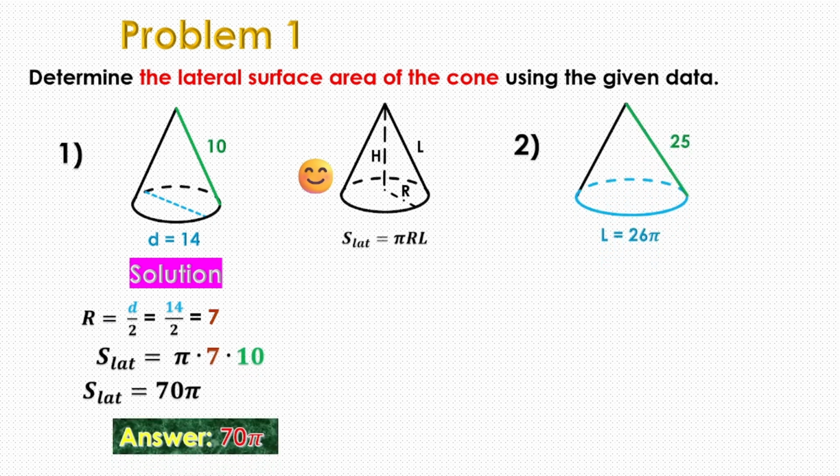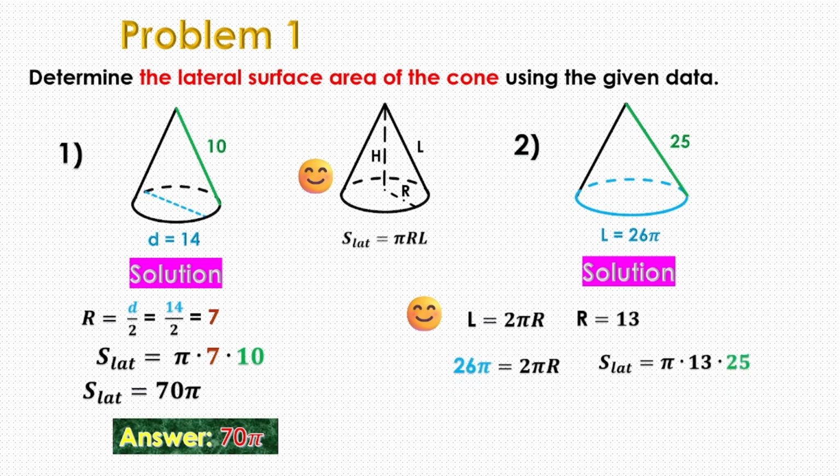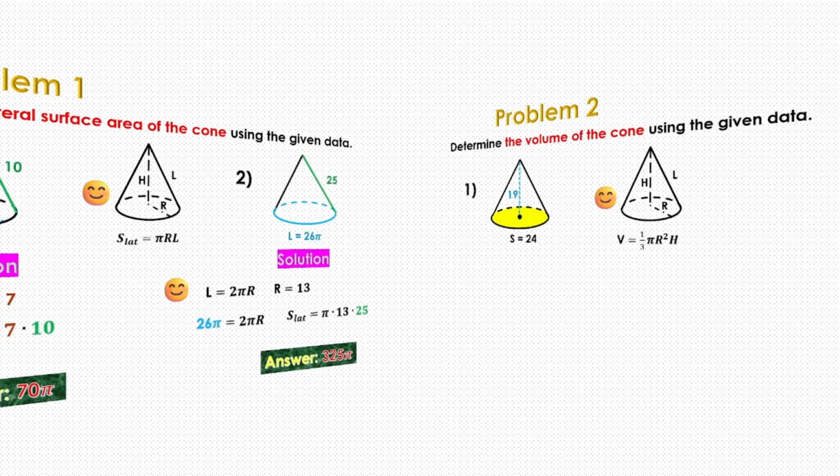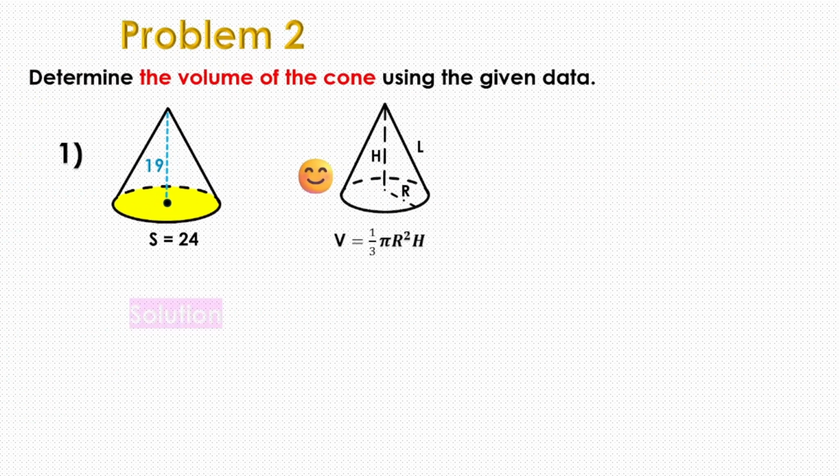Consider the second picture. Here we see that our circumference is 26 pi, given the generator, which is 25. First, using the formula for finding the circumference of a circle, we must find the radius of the circle, which is 13, and then we must find the area of the lateral surface of the cone, which will be 325 pi.